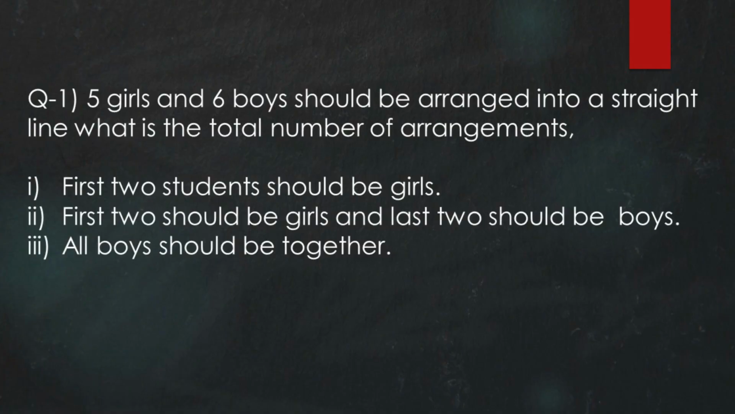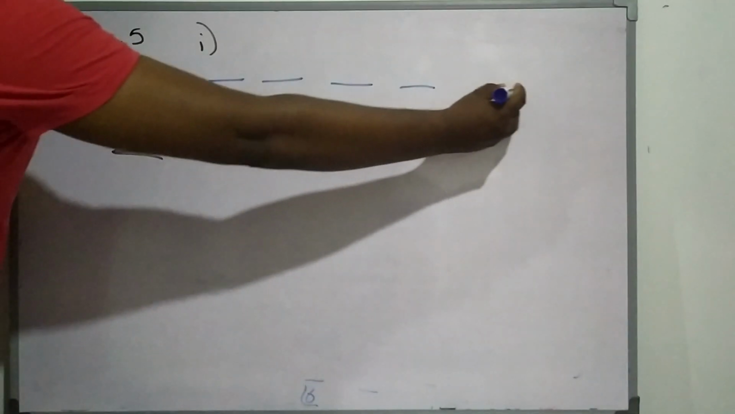5 girls and 6 boys should be arranged in a straight line. What is the total number of arrangements? The first row number, first 2 students should be girls. Then first 2 should be girls and the last 2 should be boys. Then all boys should be together. Anyway, I'm just writing 5 girls and 6 boys, right?